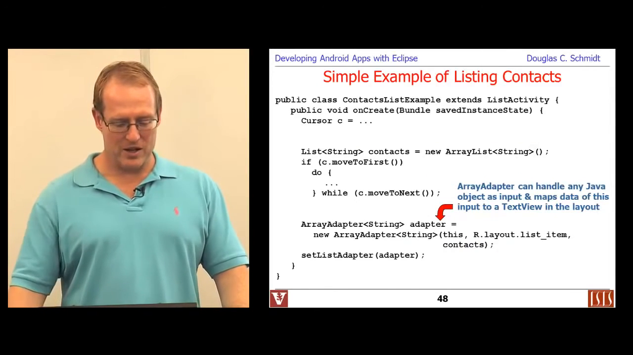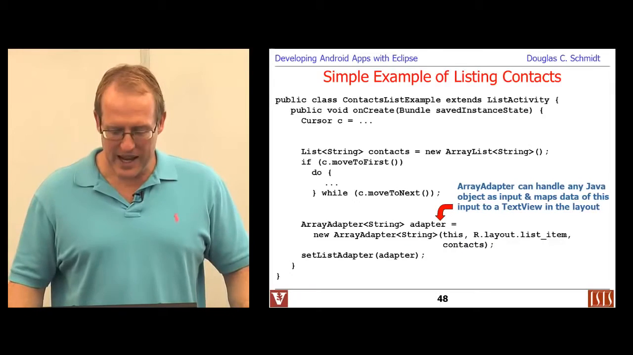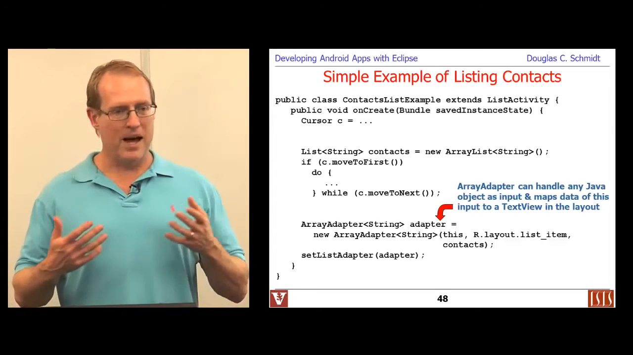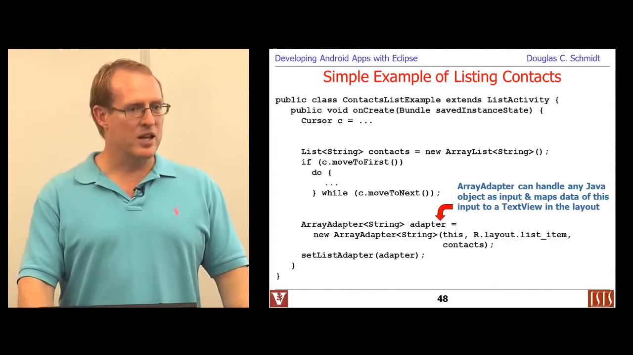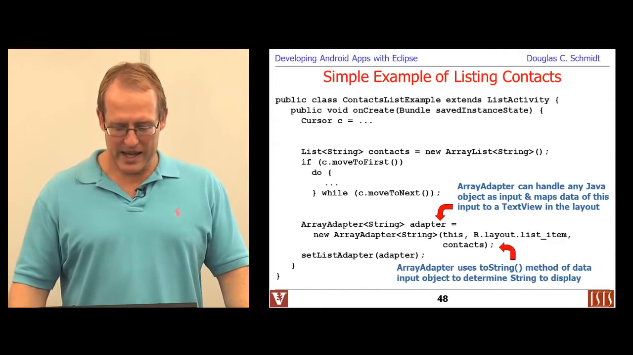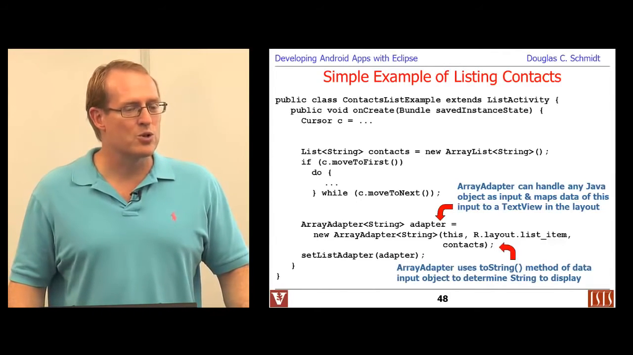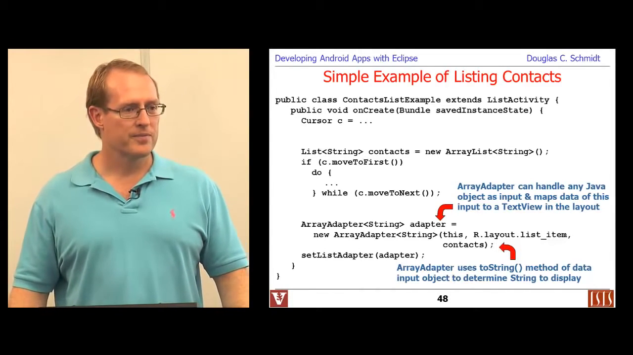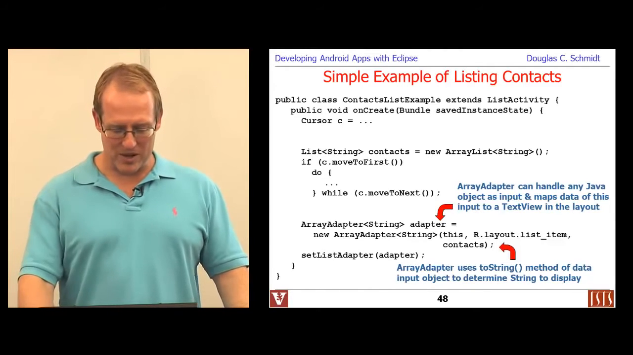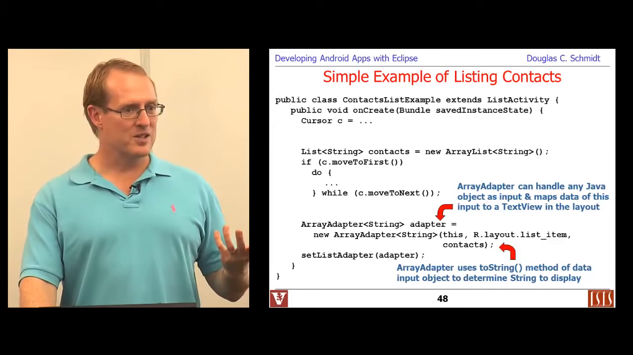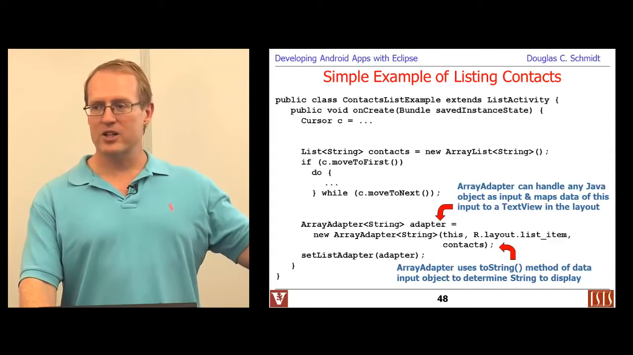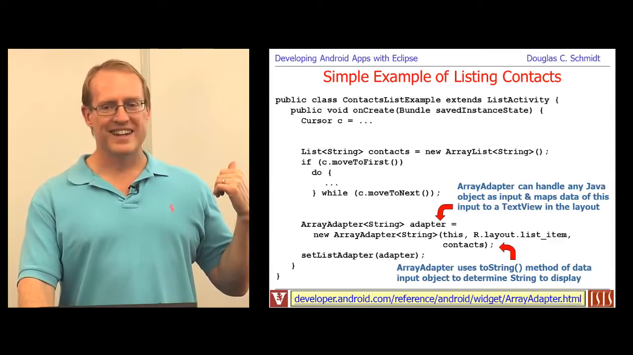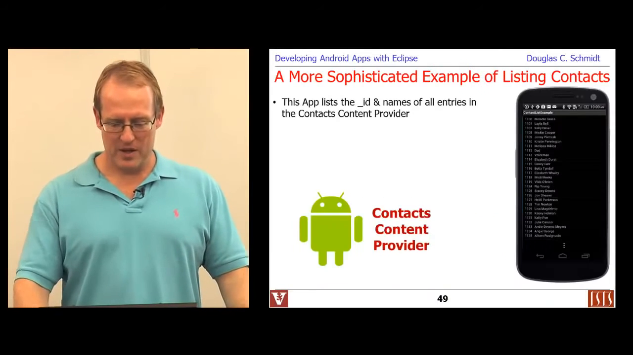And as you can see here, we make ourselves something called an array adapter. An array adapter basically is a way of being able to take Java objects as input, and it maps this input to something that can be displayed as a text view on the layout. Underneath the hood, the array adapter uses the toString method to convert the data input into something that can be displayed as a string. And then when we're done with that, we simply set that as the list adapter on our activity, and that magically corresponds to displaying the results on the screen. And you can read more about the array adapters here. Very, very useful thing to have.